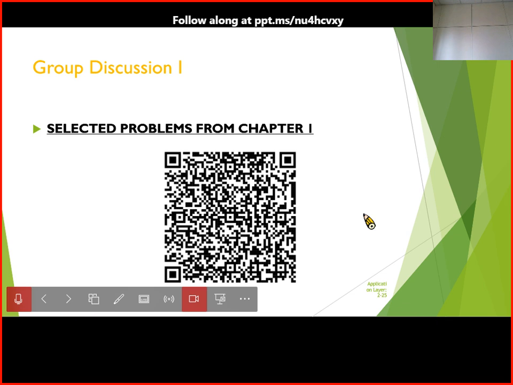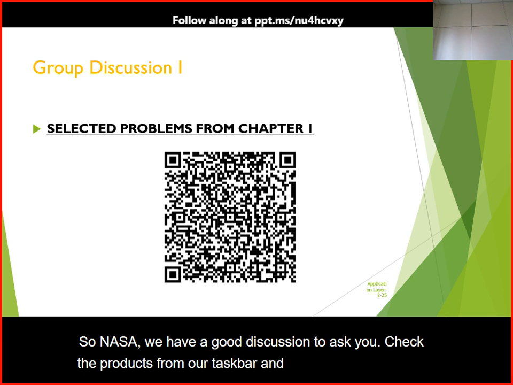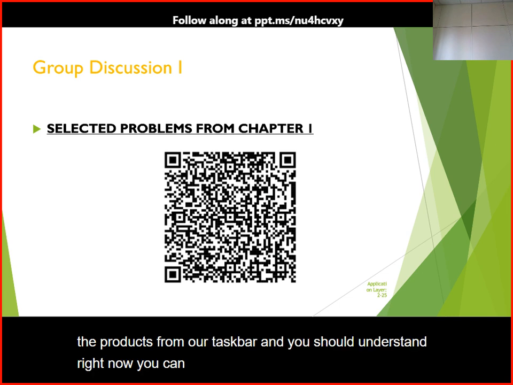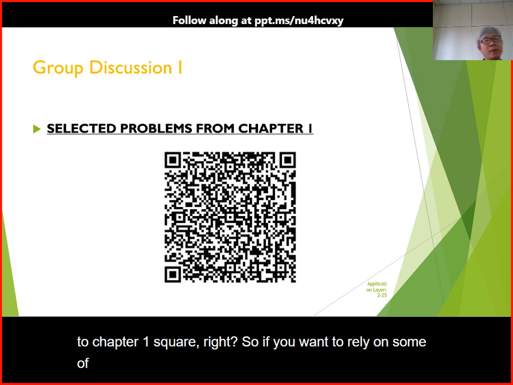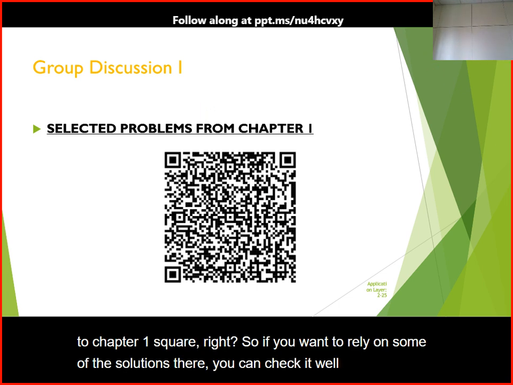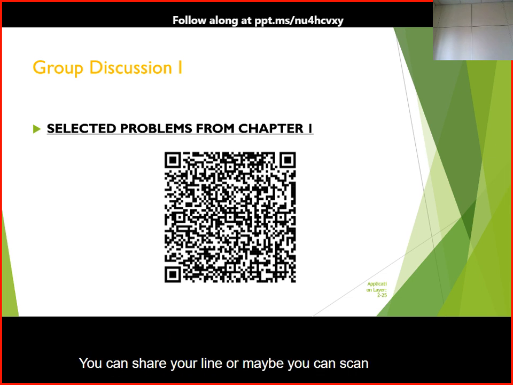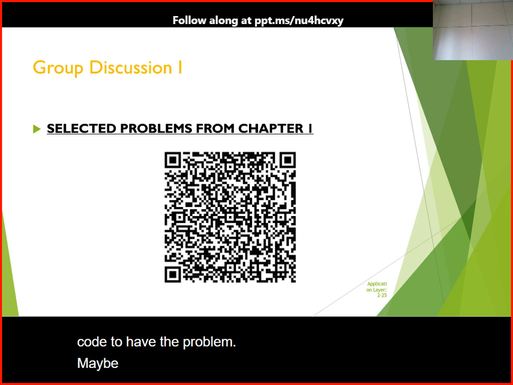So next, we have a group discussion, and I ask you to check the problems from our task book. You should understand that right now you can check online that you have the solution to chapter 1 as well. So if you want to rely on some of the solutions there, you can check it. Of course, you can check your line, or maybe you can scan the QR code to get the problem. Maybe you can scan it first.